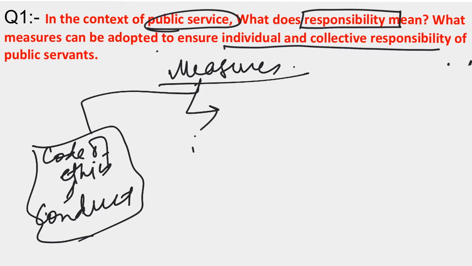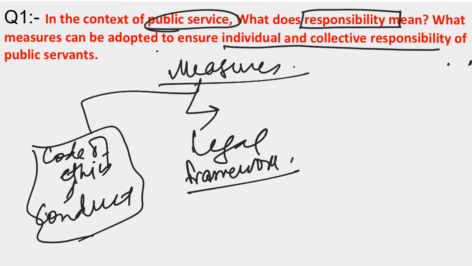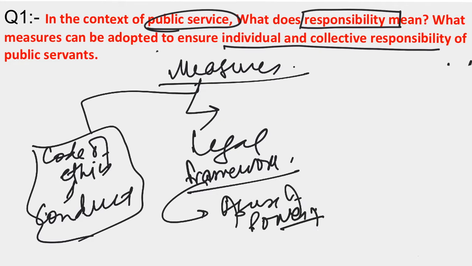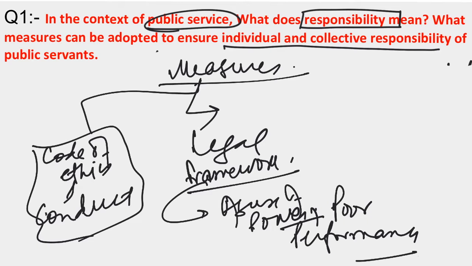Second, you can talk about the legal framework. The legal framework simply means that there should be a law that will punish the abuse of power. And there should be some legal provision for poor performance and inefficiency. I am not saying that there should be imprisonment for them, but yes, there should be a certain framework to look into why the public servants are inefficient.